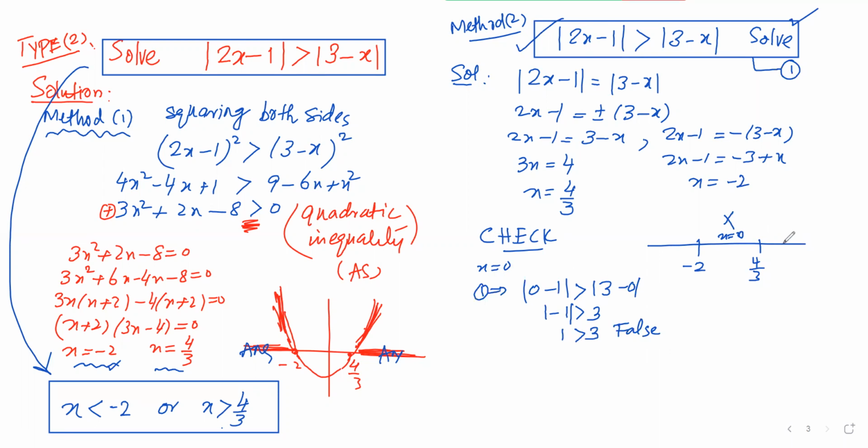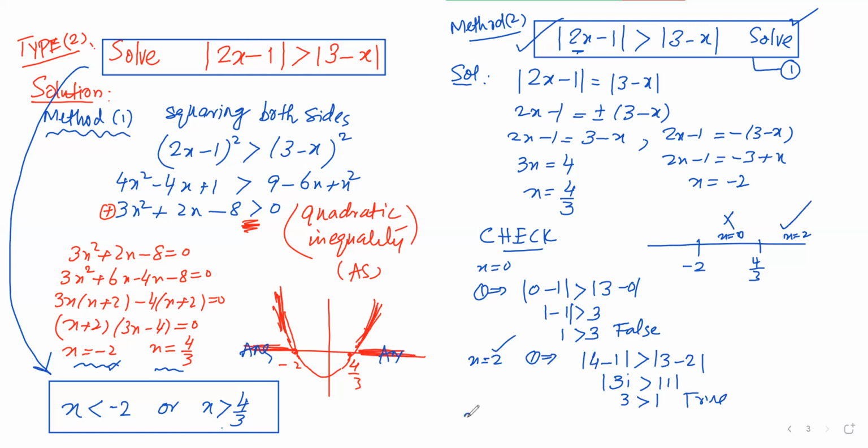So let us choose a number from here, more than 4 over 3. It can be x equals to 2. It can be any number. So x equals to 2, then 1 implies the same. In 1, use 2: 2 twos are 4. It is 4 minus 1 is greater than 3 minus x. 3 minus x means 3 minus 2 because x we have taken as 2. So it is 3 modulus is greater than 1 modulus. 3 is greater than 1. Yes, this is true. This is correct. If this is correct, tick for that.